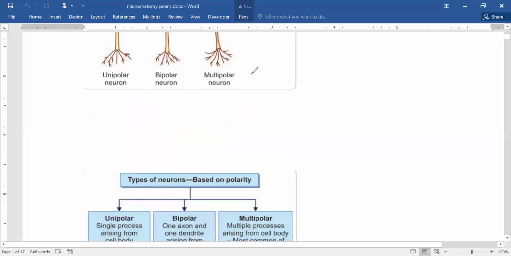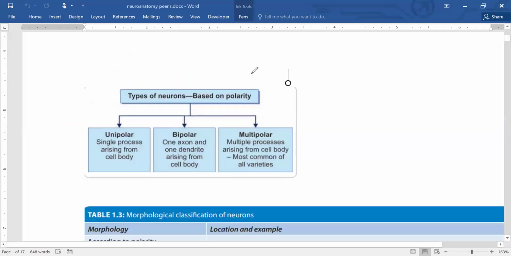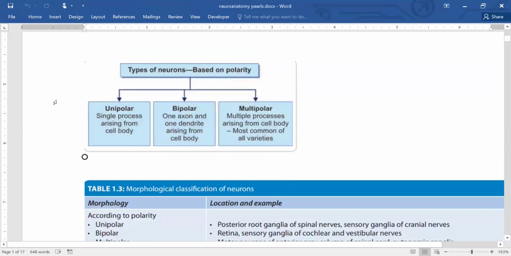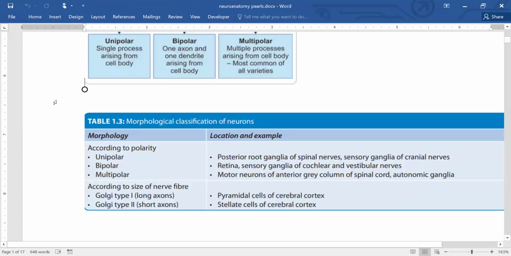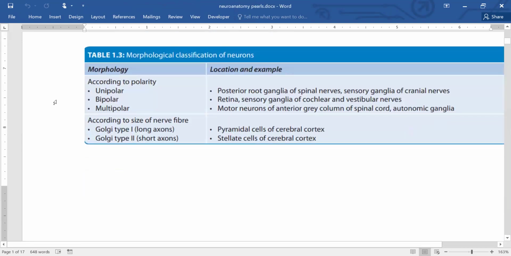Now, this picture is showing the various types of neurons: unipolar, single process arising from the cell body; bipolar, one axon and one dendrite arising from the cell body; and then the multipolar, multiple processes arising. Now, their location and examples.